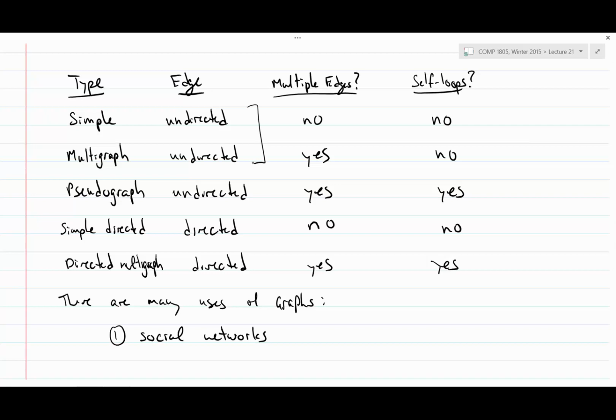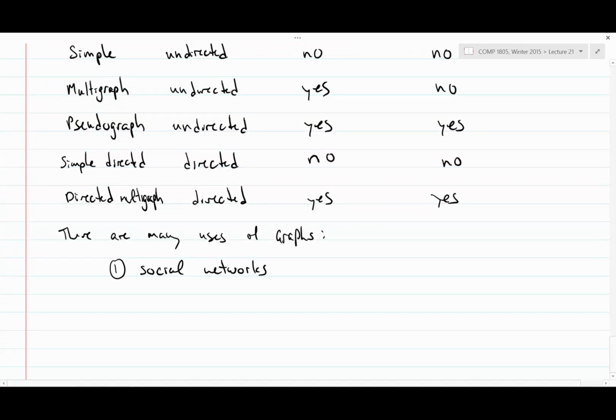So I would say probably a simple graph, and the reason is I can't be friends with someone twice. There's only one connection between me and another person. So Facebook would be an example of a simple graph. So if you come up with a really nice simple graph, it could be worth billions and billions of dollars apparently. Okay, so that's one.